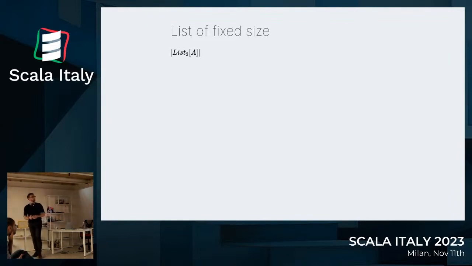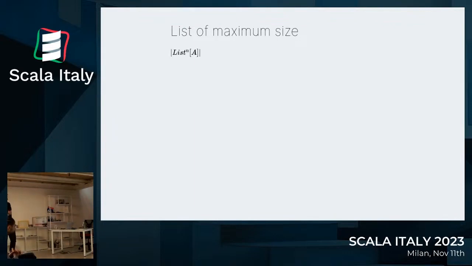List of size 2. Should be pretty obvious by now, same pattern. It's A multiplied by list of size 1. So we simplify and we get A squared. And I'm not going to do the whole induction reasoning, but you know where this is going, right? The cardinality of list of size n is A to the n, right? So exponential types first, that's fun. We haven't talked about that before.